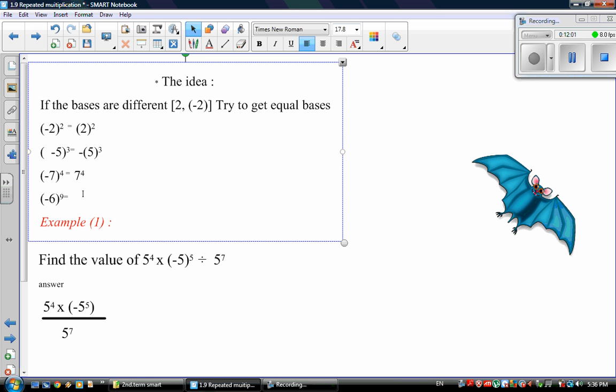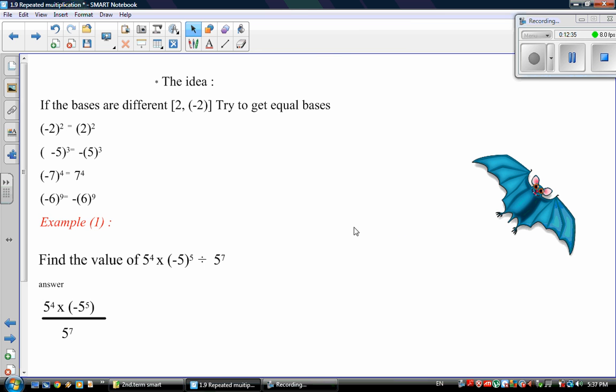Next one, the base here is negative and the power is odd. As you see, we have to keep the sign outside because in case of the odd power, we are going to keep the sign outside like this and write 6 to the power 9. And so we can get equal bases this way.